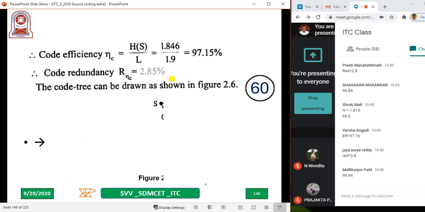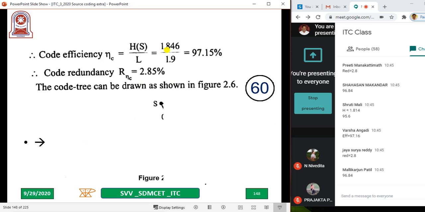So I think efficiency and redundancy, somebody told 2.8. It is correct. 2.85 I got. So most of the answers are same. I think this 97 something I got. Majority have got 96.8 something. It's correct. So let us go to the next.